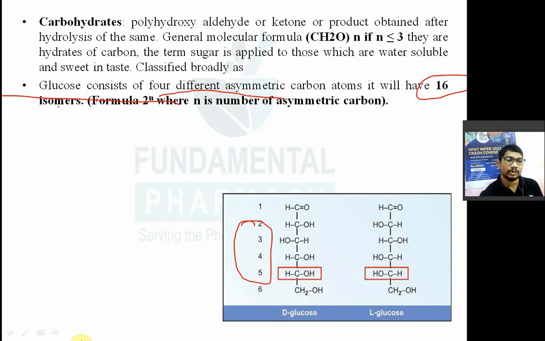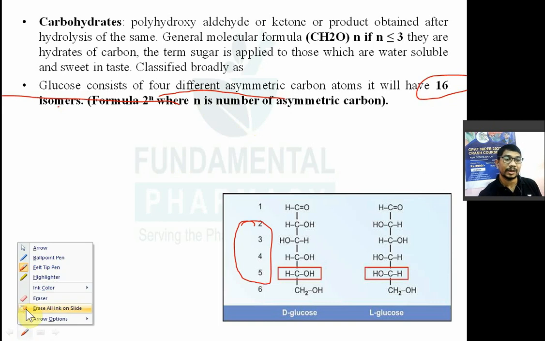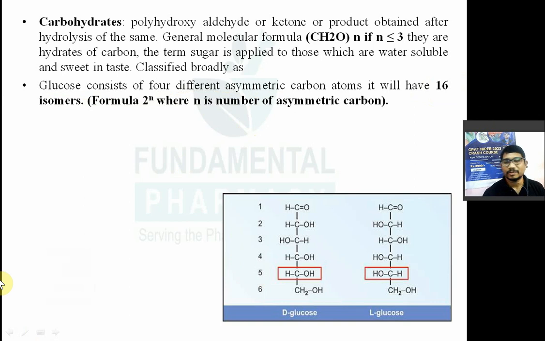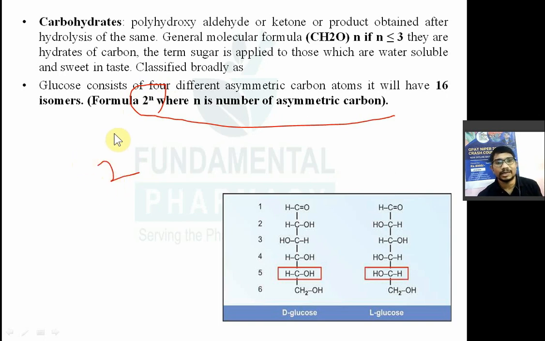There is a formula, 2 raised to n, to calculate the number of isomers possible for a structure. If you have any structure, how many isomers can it have? How can you calculate it? There is one formula: 2 raised to n. What is 2? 2 is the constant. n is nothing but the number of asymmetric carbon atoms in that molecule. So do 2 raised to n and you will get its number of isomers.